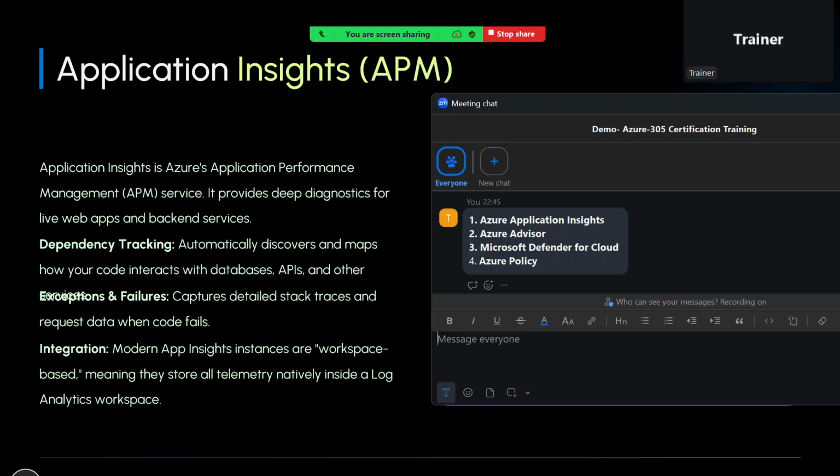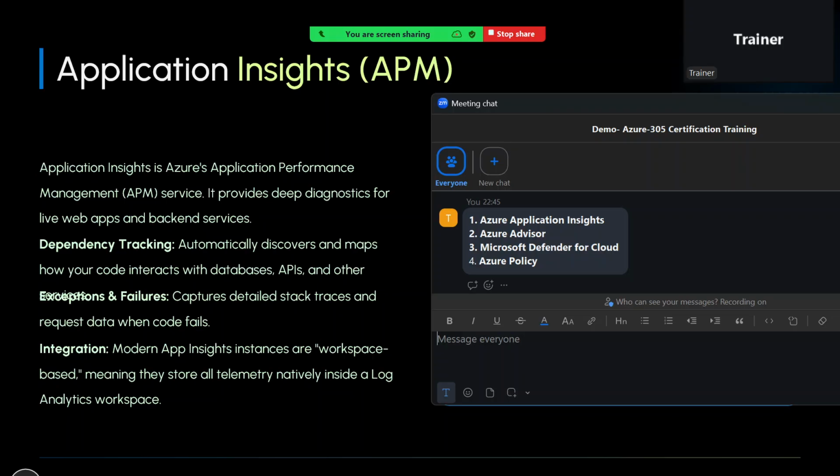Okay. So why do we need Application Insights? So suppose a user complains the checkout page is slow because of delay, but VM CPU looks normal, database looks healthy, network is healthy. So the question arises, where is the delay? Application Insights identifies the slow API, failed dependency, slow SQL query, and external service delay.